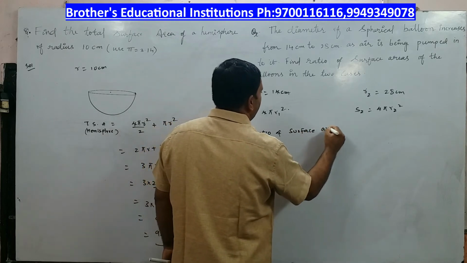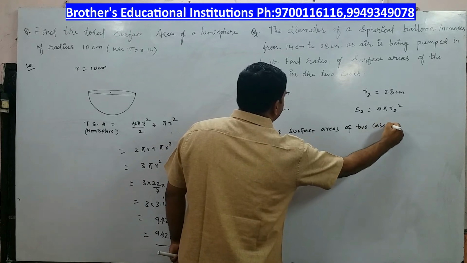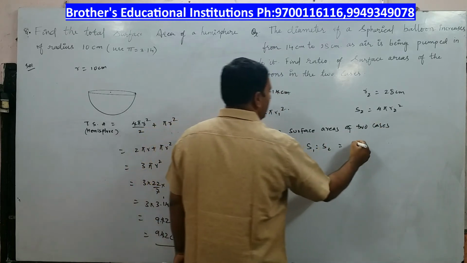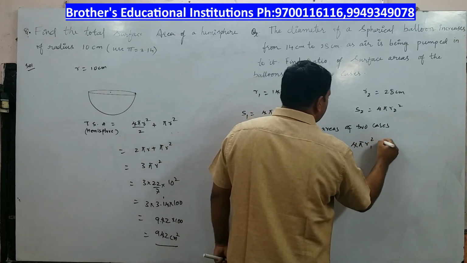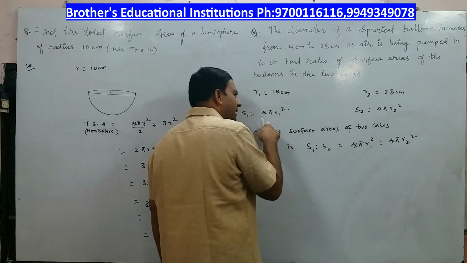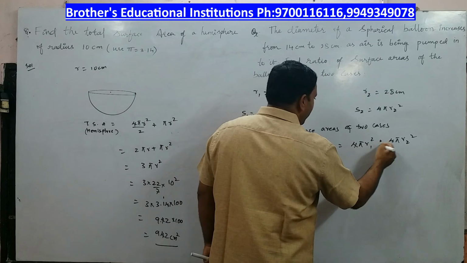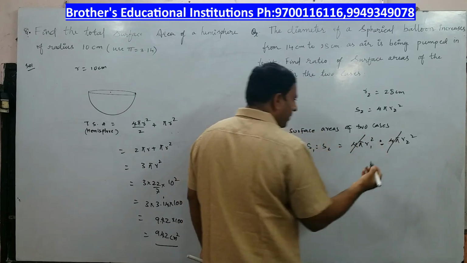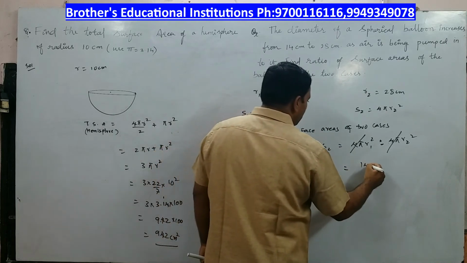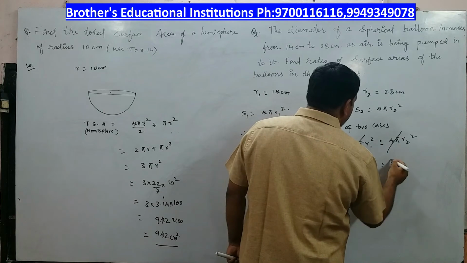surface areas of two cases of the same balloon, S1 is to S2, is equal to 4 pi r1 square is to 4 pi r2 square. See, you need not calculate the entire area here and here and then take the ratio. It is better you write it this way, so that 4 pi and 4 pi, the complicated part, will get cancelled, and you are left with r1 square, which is 14 square, is to r2 square, which is 28 square.